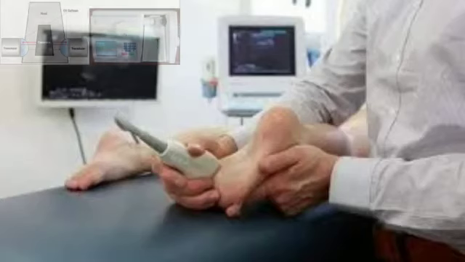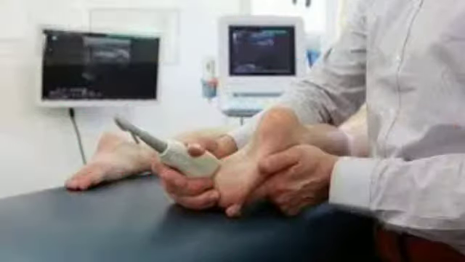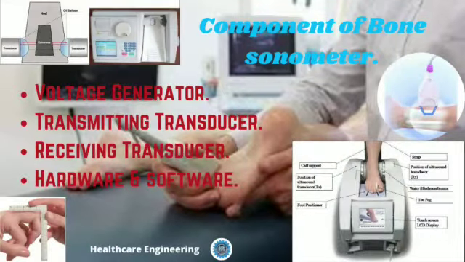The primary components of the device are a voltage generator, transmitting transducer, receiving transducer, and hardware and software for reception and processing of the received ultrasonic signals.